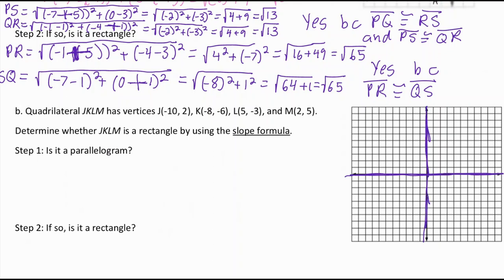Axes, plural. Okay, so we're going to plot our points. So we're plotting negative 10, 2 is here. Negative 8, negative 6. It's here. So this is J. This is K. L is 5, negative 3. So this is L. And M is 2, 5.